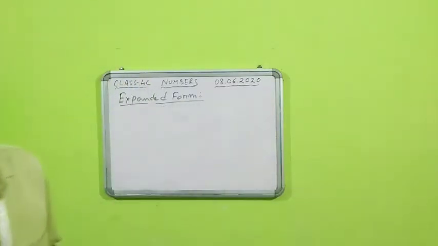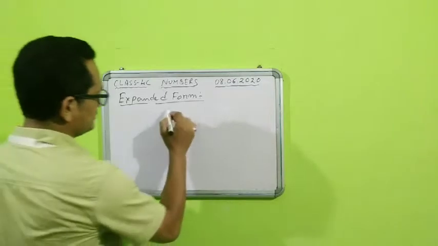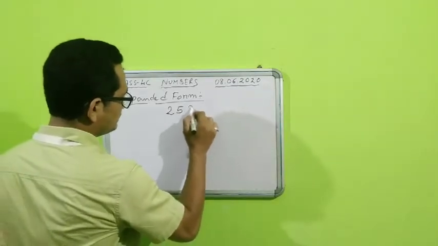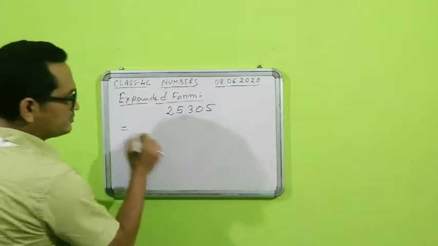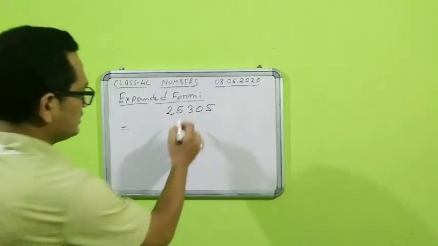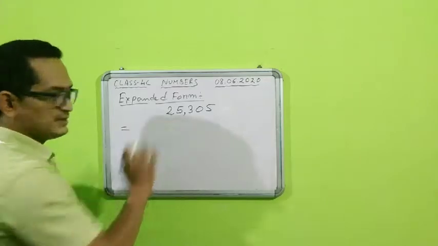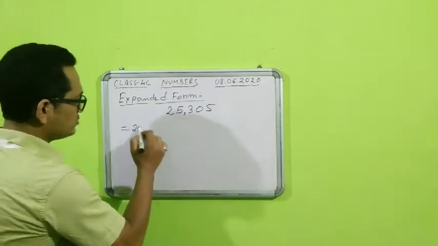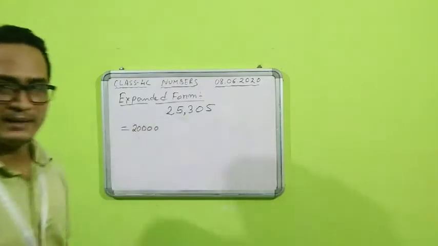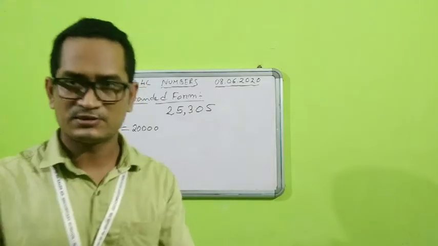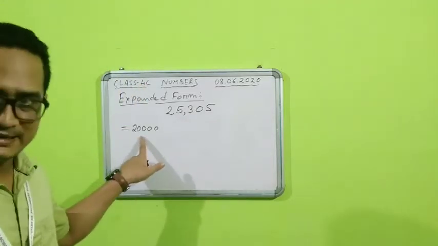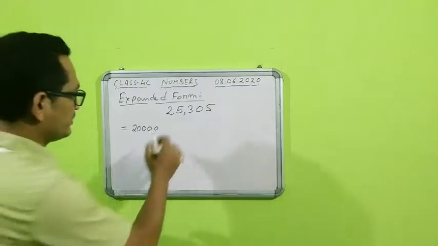Say if I write now this one, so if I have to write the expanded form of this number, so put the comma here. So this is 25,305. 2 is in the 10,000 place, so it will be 20,000. I am not writing that multiplication line. You can also skip that. If you can write the last line directly also, no problem.